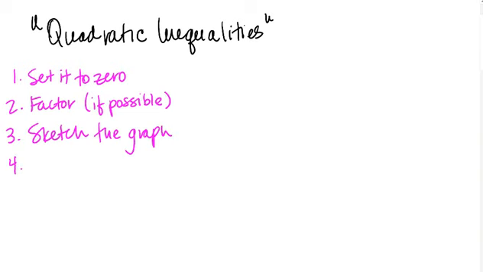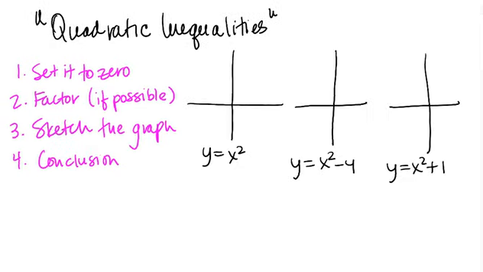And then we'll be ready to find our conclusion, because since we're setting the inequality to 0, we're looking for where the thing is positive or negative. So, for example, there's 3 of them that we're going to graph. We've got y equals x squared minus 4, and y equals x squared plus 1.